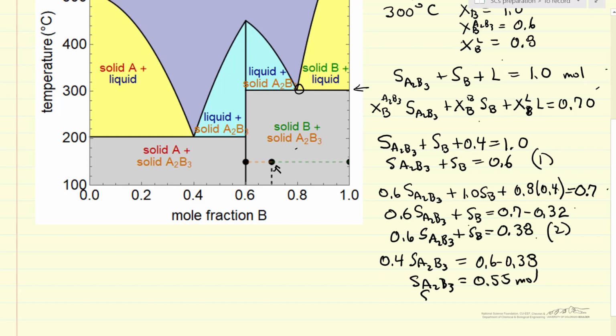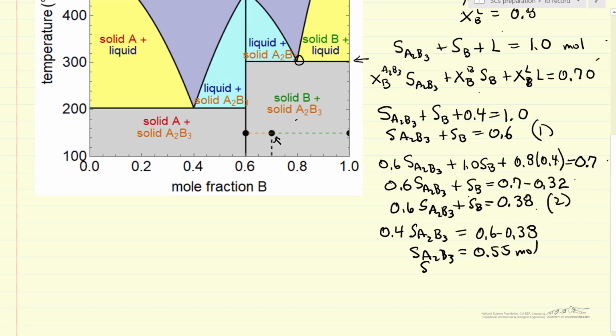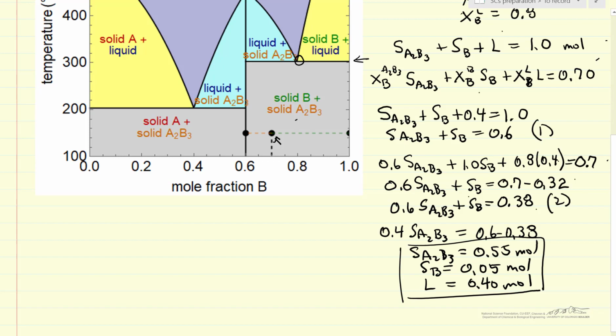0.55 moles. And this says the moles then of pure B is 0.05 moles. And then remember, liquid was 0.40 moles. So total we have 1 mole, and of that 1 mole, 0.7 moles are species B, 0.3 moles are the other component, species A. So here are the number of moles. We're at 300 C, slightly above 300 C.